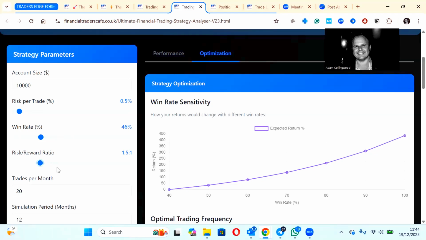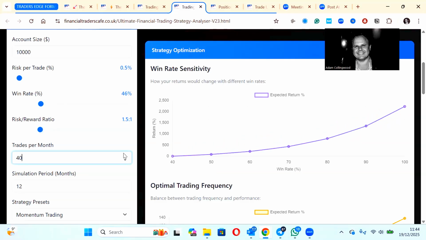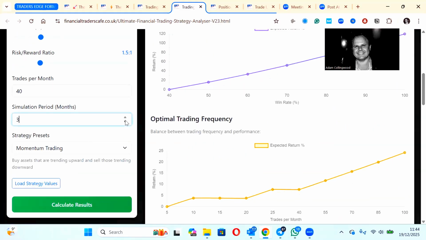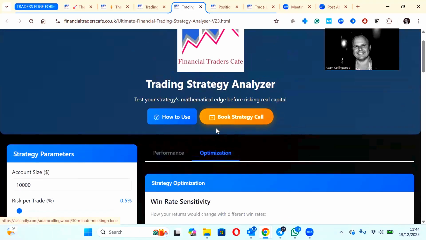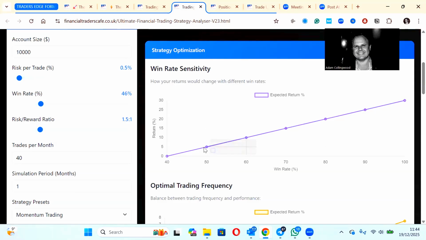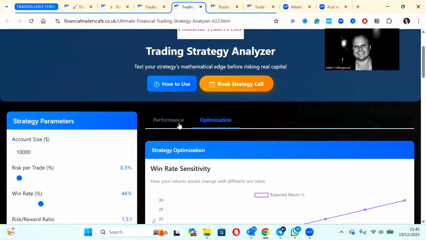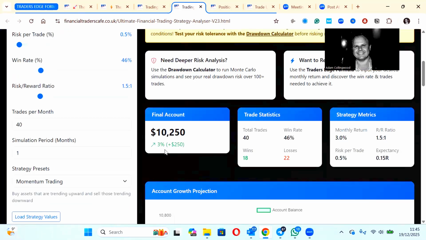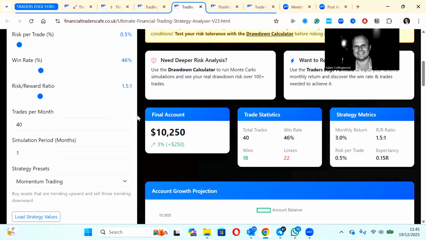So whatever those numbers turn out to be, you can quickly run it through here and say, okay, well, we back tested that on 40 trades over what period? Well, let's just say that it was a month. And this will tell you what the return would look like across those trades, what the performance would have been. Okay, so important this. It will tell you whether you'll be on track to achieve the numbers. So in this case, the final account is 10,250, starting with 10,000, risk per trade 0.5%, win rate 46%, risk reward ratio 1.5 to 1. So your final account would be 10,250.